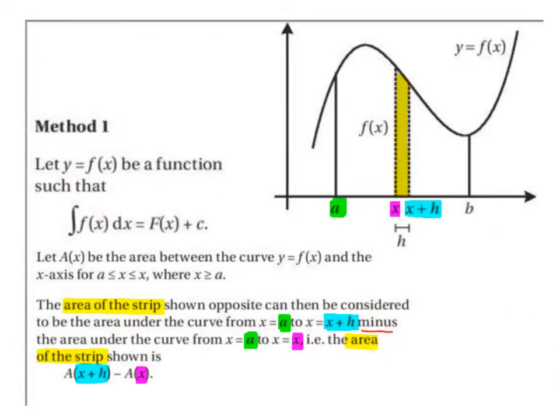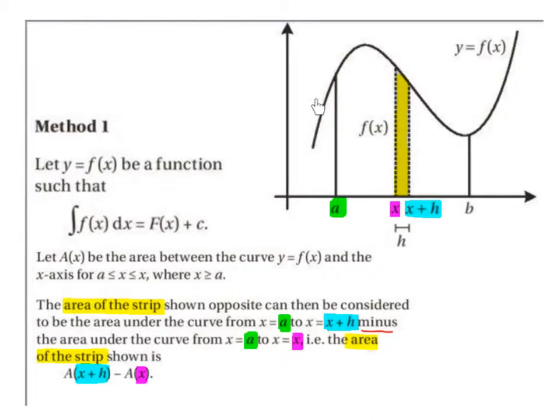Method 1. Let y equals f of x be a function such that the integral of f of x dx is equal to F of x plus c. Let A of x be the area between the curve y equals f of x and the x-axis for x values between a and x, where x is greater or equal to a.